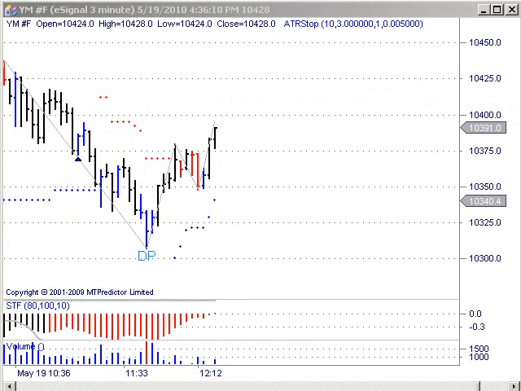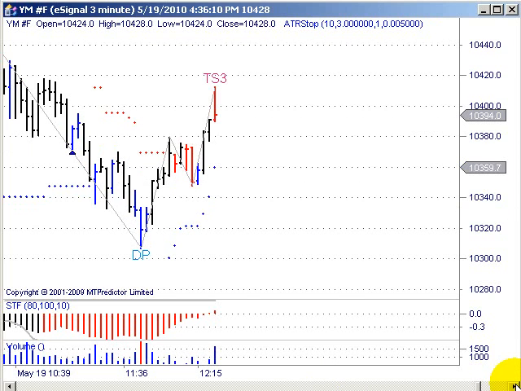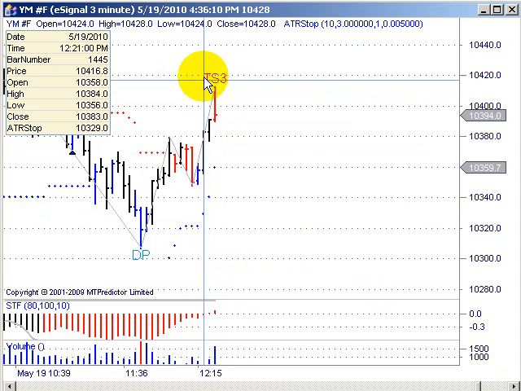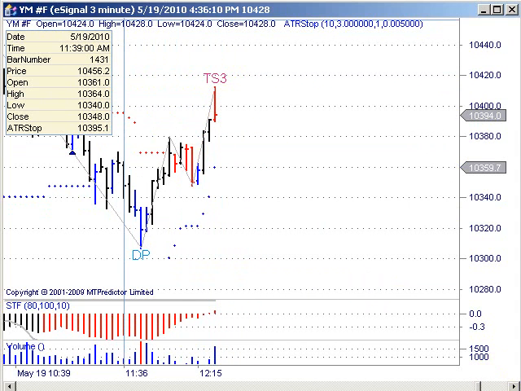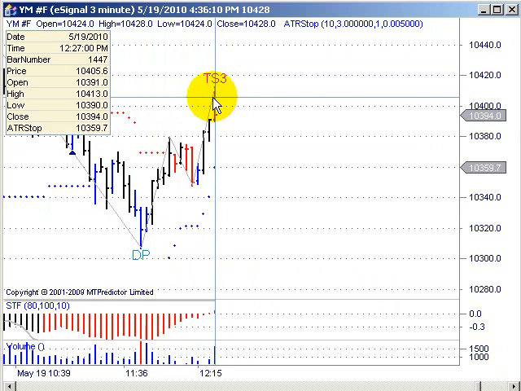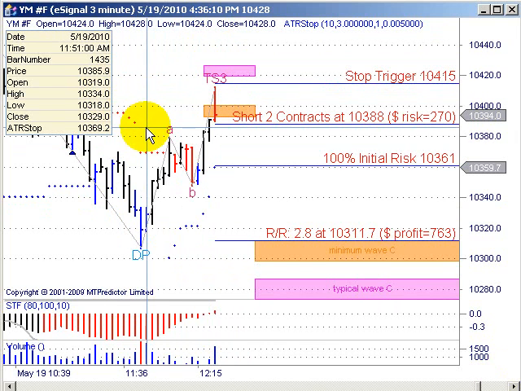Just a quick video today talking about to move your stop or not to move your stop. That is the question. Let me just step through a couple of examples here. As you see, we get an automatic TS3 setup here. And again, one click, I put the analysis on the chart.